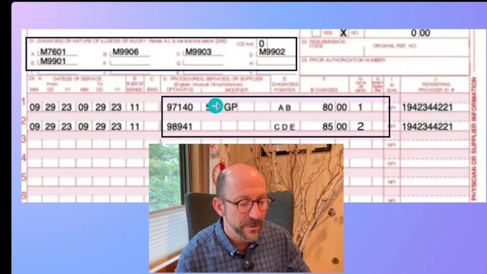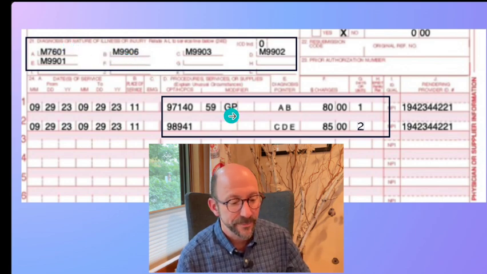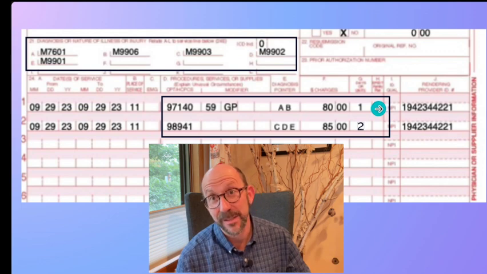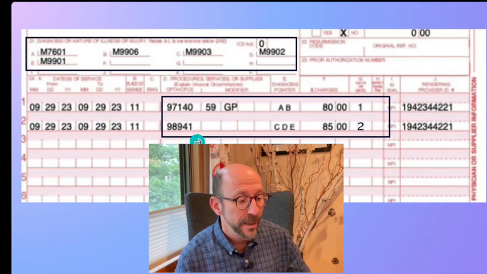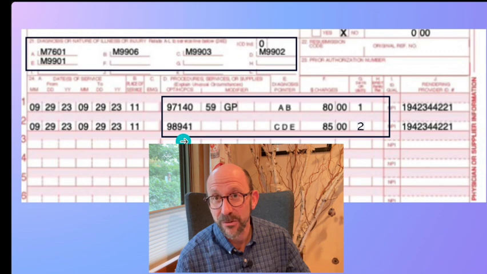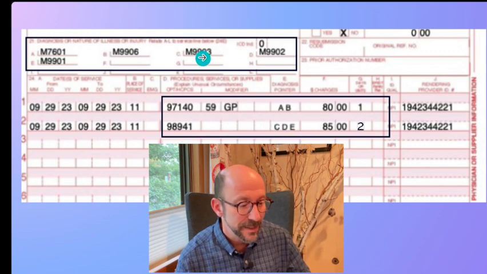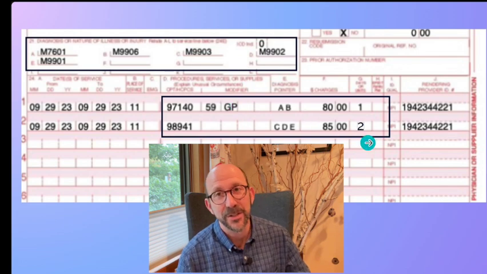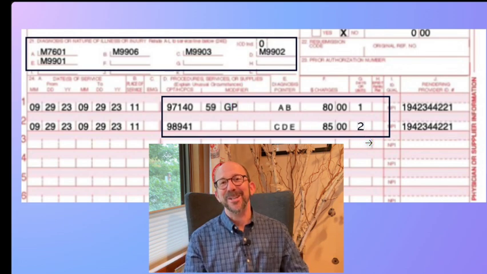97140-59GP, that's my manual therapy, to diagnoses A and B, gluteal tendonitis, right hip dysfunction. Here it says 1 unit. That's a mistake, it should be 2. Here's my 98941, my 3-region adjustment, to diagnoses C, D, and E. C is M99.03, D is the 02, and E is the 01. The order doesn't really matter. And here I put 2 units of adjusting 3 regions of the spine.